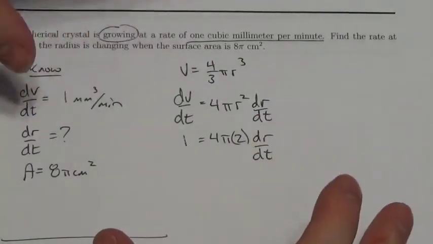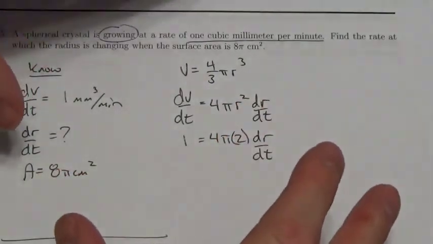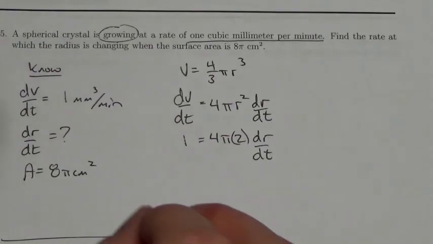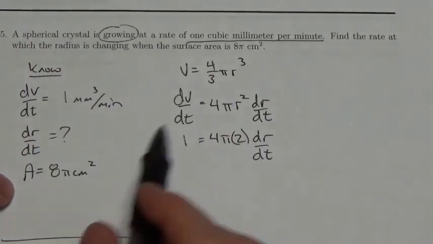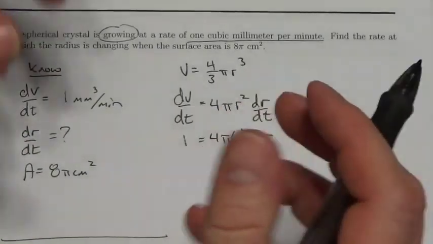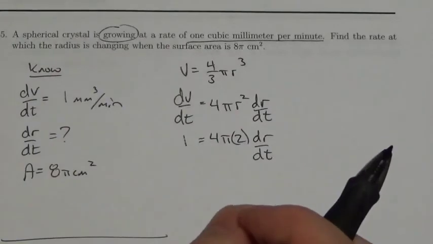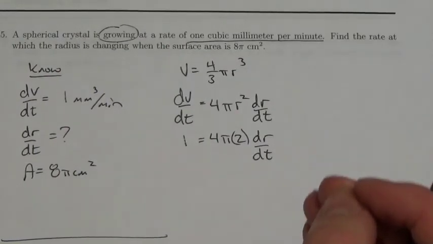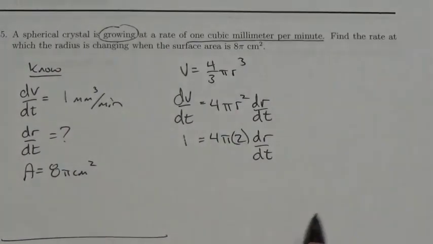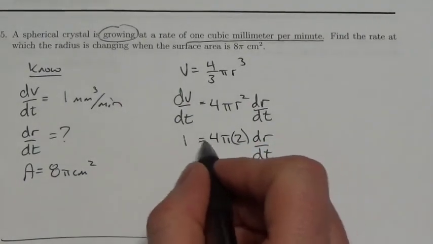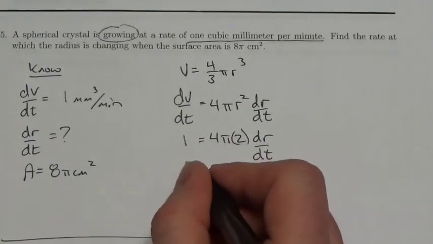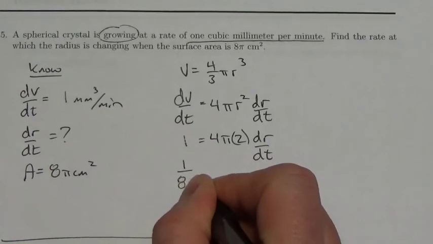Now, I didn't say it in the last one here, but I want to mention this again. Remember, don't plug in those values early. Don't plug in the values of variables prior to taking the derivative. Always plug in those values after you've taken the derivative. Okay, and so we're going to get 8 pi here. So when I bring that over, I'm going to get 1 over 8 pi.